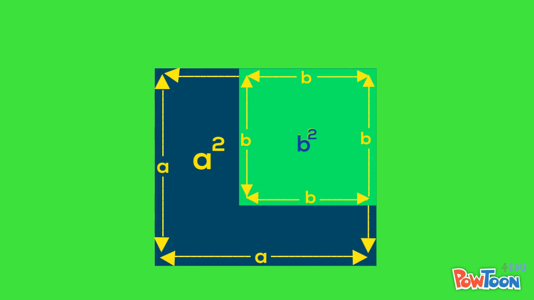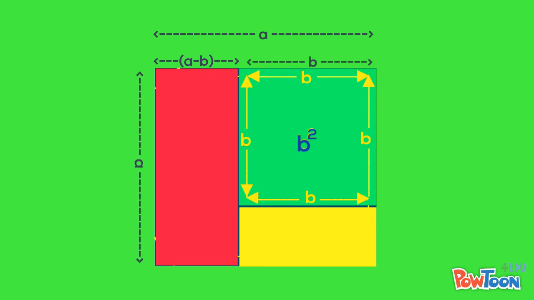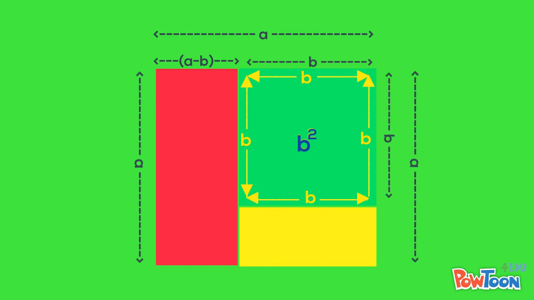The difference of the two squares are the areas marked in red and yellow. The width of the red rectangle is the length A, take away the length B, leaving us with A minus B. The height is A. Looking at the yellow shape, the height is A minus B, and the width is B.